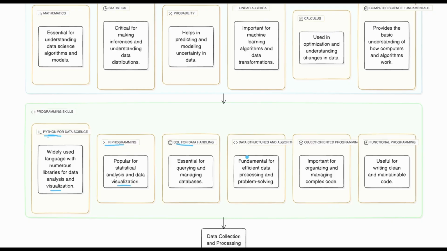So let's move on. Next, there are data structures and algorithms. Again, it's very, very important to learn these things, even though we have help and aid from AI tools. This is fundamental for efficient data processing and problem solving. Next is object-oriented programming. It's important for organizing and managing complex code.